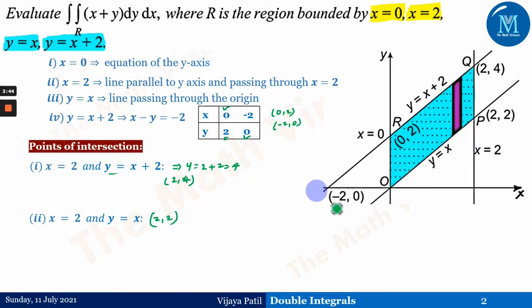So we have identified the four curves, and we have got the points of intersection as well. Then we need to draw all of them in a plane. So the x-axis, the y-axis; x equals 0 is the y-axis, as given here. x equals 2 is the second curve. The third curve is y equals x, and the fourth curve is y equals x plus 2.